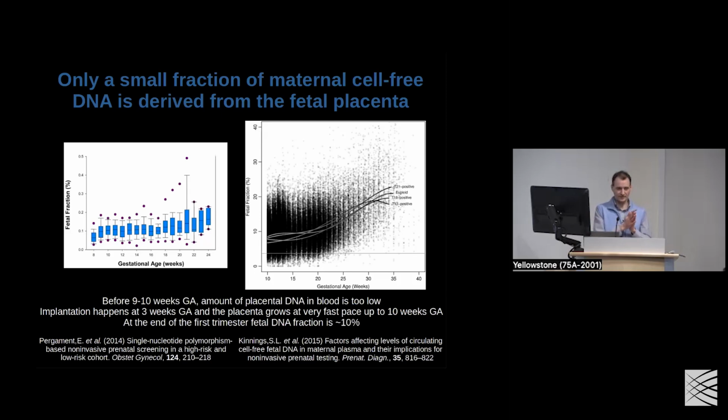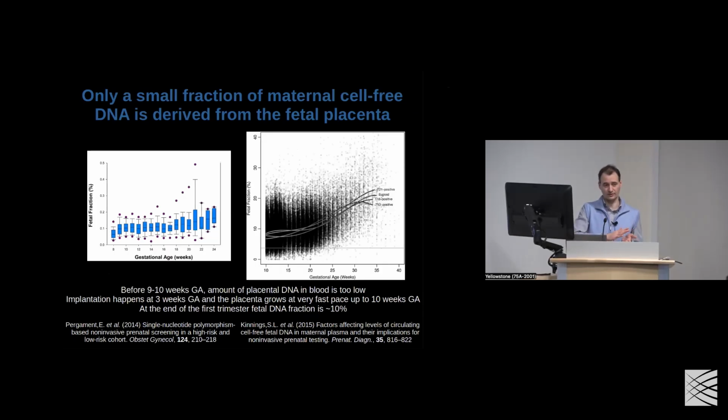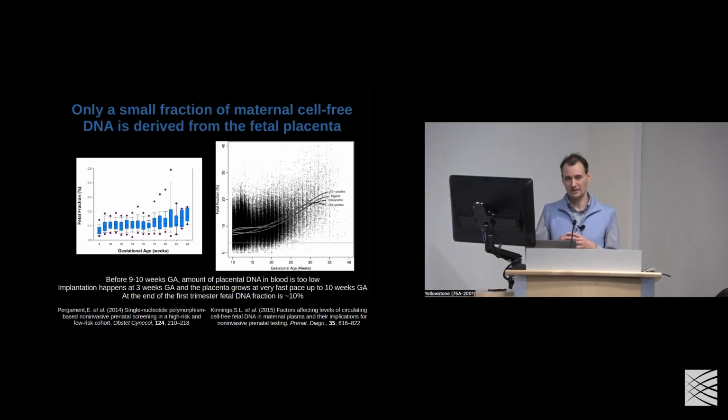In practice, what happens is that after implantation at 3 weeks, the placenta grows really, really fast up to 10 weeks, and then kind of stabilizes a little bit. And as it grows, the fetal DNA fraction in the serum also grows exponentially. So you can't really do this test before 9-10 weeks gestational age, there isn't enough fetal DNA. But even then, you'll still have some mothers that will have a very small amount. And then the sensitivity and the PPV for those cases is lower than what's reported in these trials.